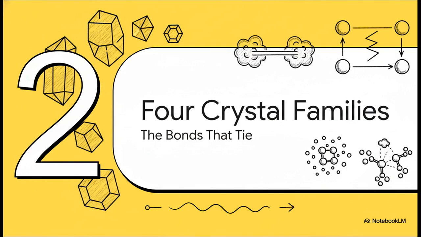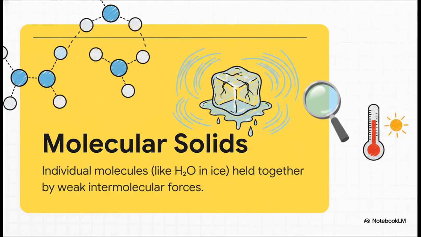And it turns out, even they can be sorted into 4 main families, and it all depends on the type of glue that's holding their atoms together. First up, we've got molecular solids. And the perfect example is ice. Here, the building blocks are individual water molecules, right? H2O. Now, the bonds inside each little water molecule are incredibly strong, but the forces holding one molecule to another, they're pretty weak. And that's why ice is relatively soft and melts at a pretty low temperature.